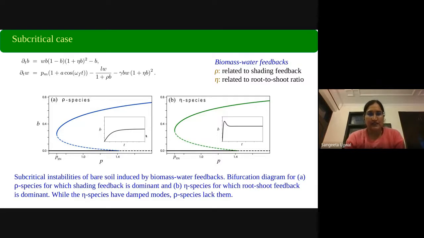In this case, what we observe is that the rho species have this kind of bifurcation diagram with precipitation P, but they do not have a damped oscillatory mode. So in the absence of periodic forcing, they do not have a damped oscillatory mode, but the eta species have a damped oscillatory mode. It has been shown here in this inset.